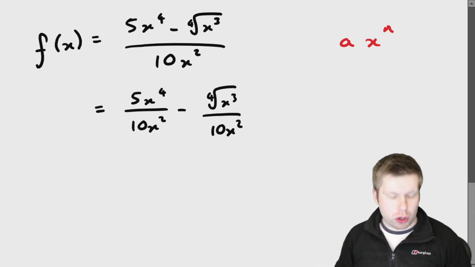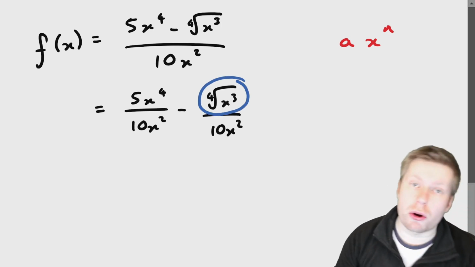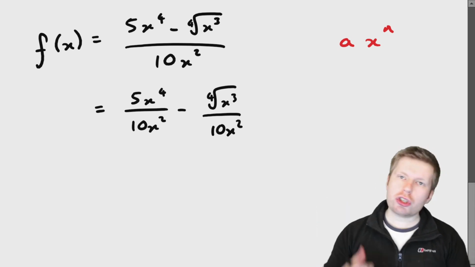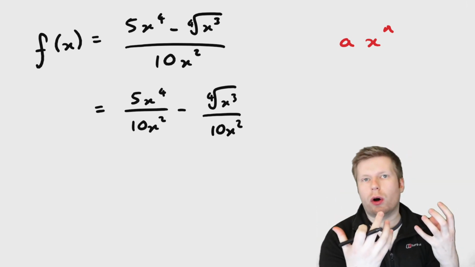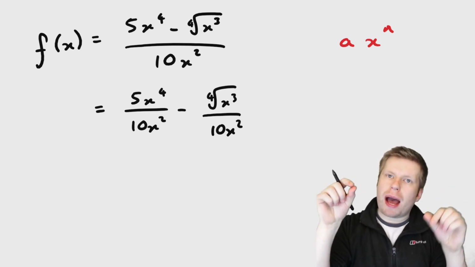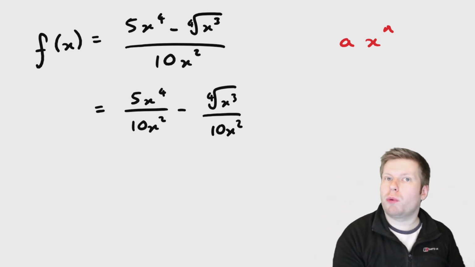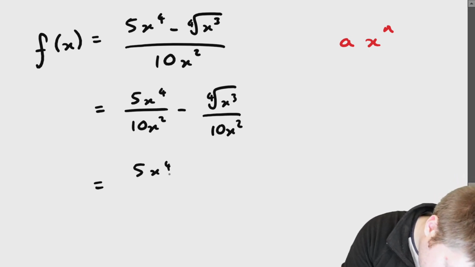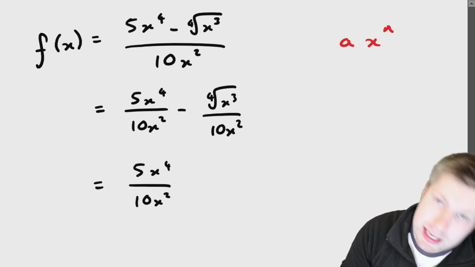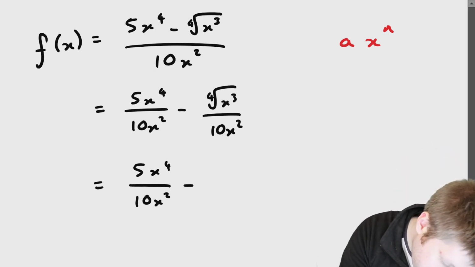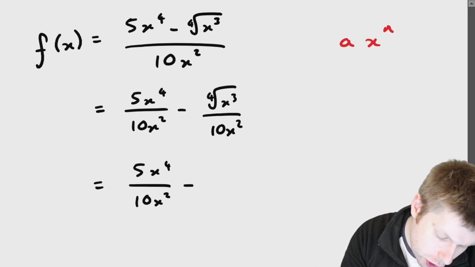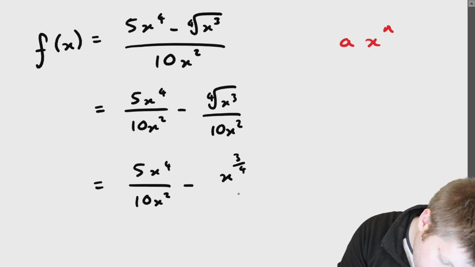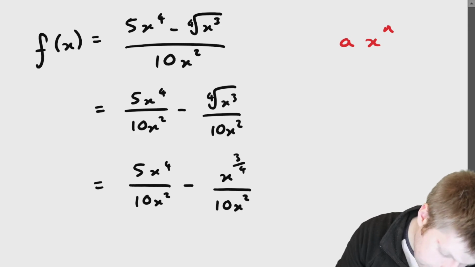So now what I'm going to do is I'm going to focus on this root, okay? So I'm going to rewrite it. Instead of writing it as the 4th root, just remember that when I've got roots going on, I can write it as a fractional power, where the denominator of that fraction is effectively whatever root I'm taking. So in this case, what I have, well, I have 5x to the power 4 over 10x squared. That stays the same for the moment, okay? But then when I'm focusing on this 4th root of x cubed, I should be able to write that as x to the power of 3 over 4. And on the denominator, I have 10x squared, okay?